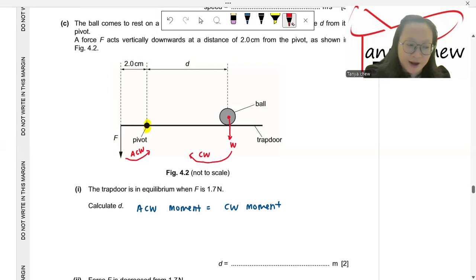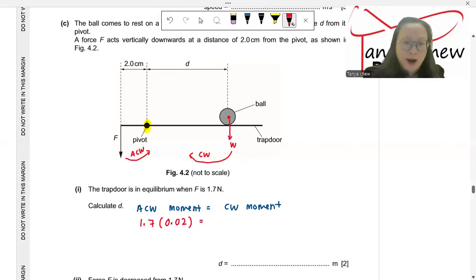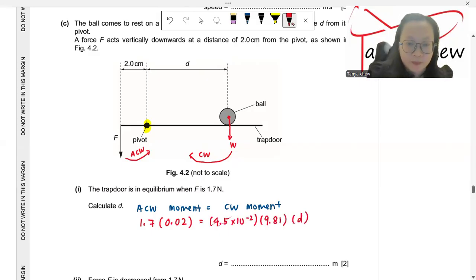So anti-clockwise is 1.7, because the force is given, times the perpendicular distance, which is 2 cm. But I'm going to change that 2 cm to meter, because look at my final answer, D must be stated in meter, which is 0.02 meter. Clockwise, which is the weight of the ball? Weight is equal to mg. Mass of the ball is 4.5 times 10 to the power negative 2, and g is 9.81, times d. Make d the subject, and you will soon get 0.077 meter as the final answer. That's the answer.